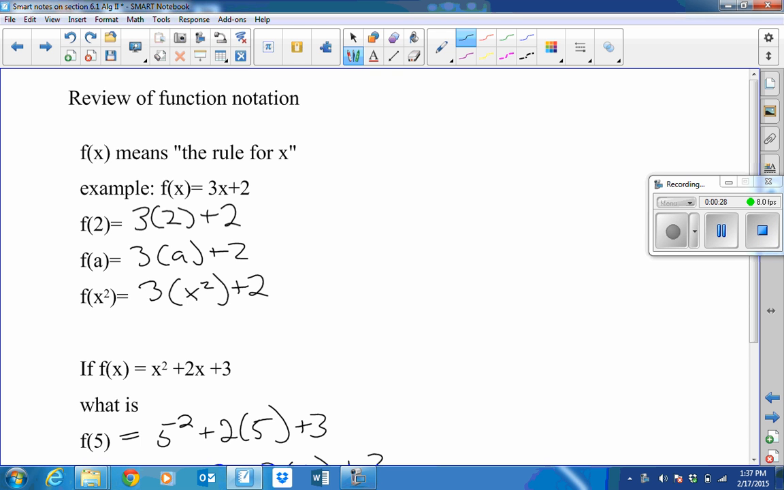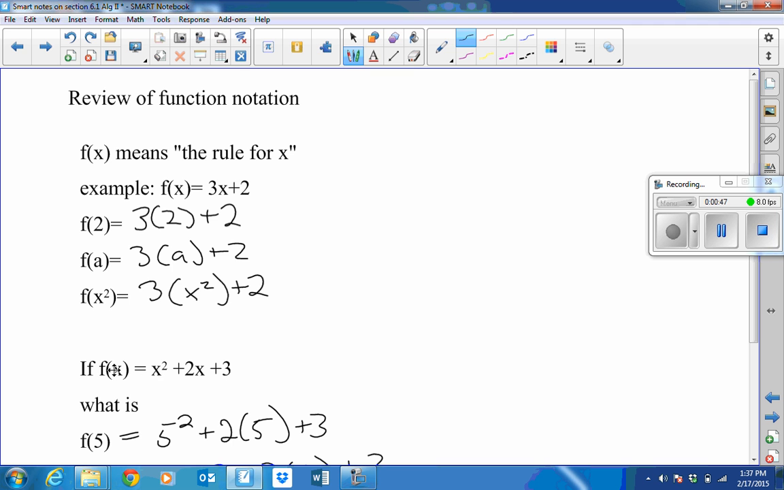Example, f of x is 3x plus 2. Therefore, the function of 2, I'm going to substitute 2 for x: 3 times 2 plus 2. Function of a, 3 times a plus 2. Function of x squared, 3 times x squared plus 2.